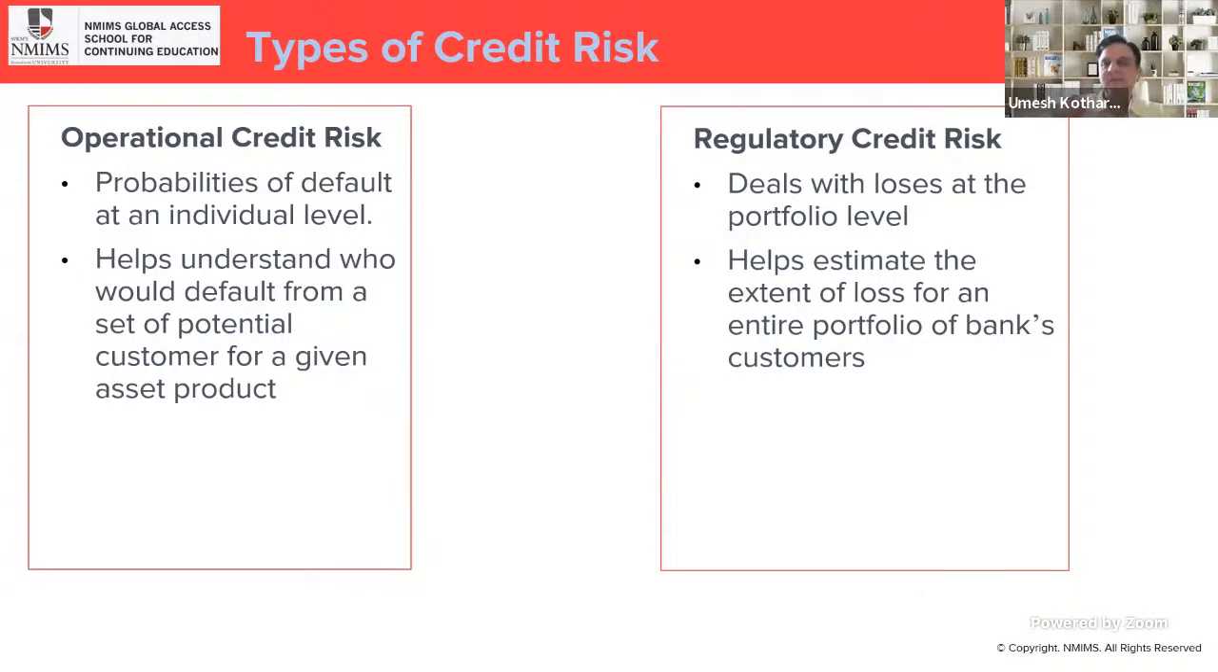What should you look at first? Operational credit risk or regulatory credit risk, as part of your credit risk control systems that you put in place? Should you look at the regulatory part first, or should you look at the operational part first? Yeah, what would you suggest?